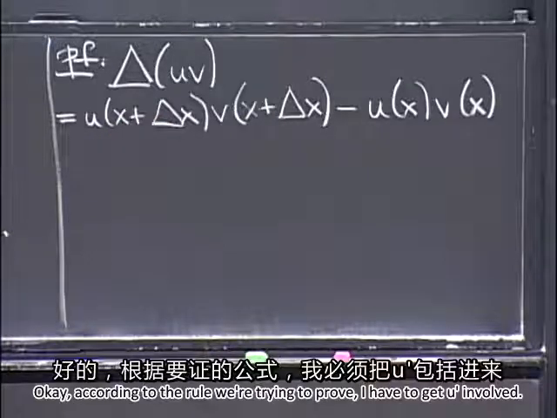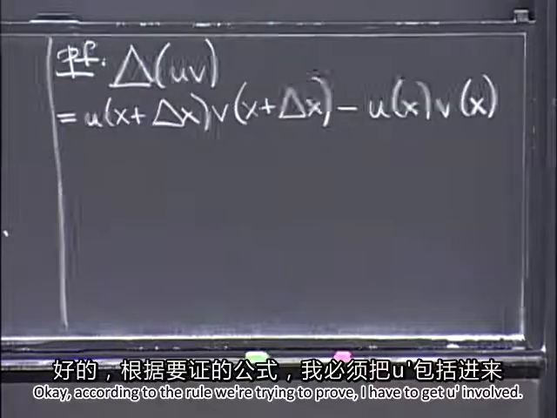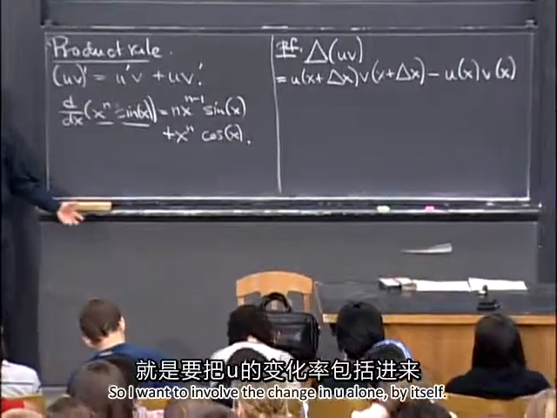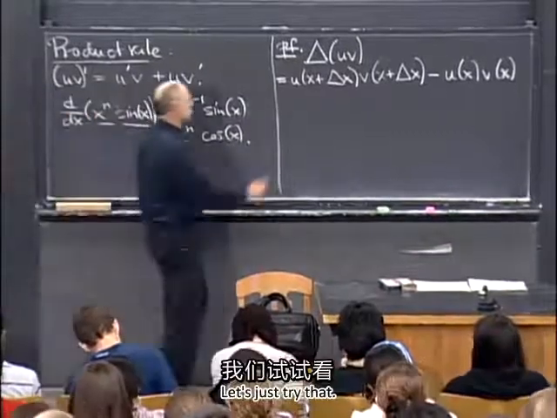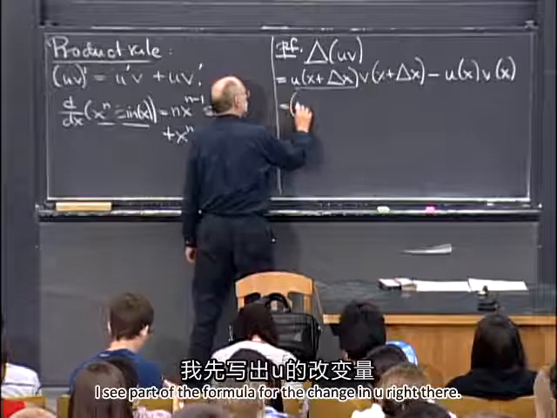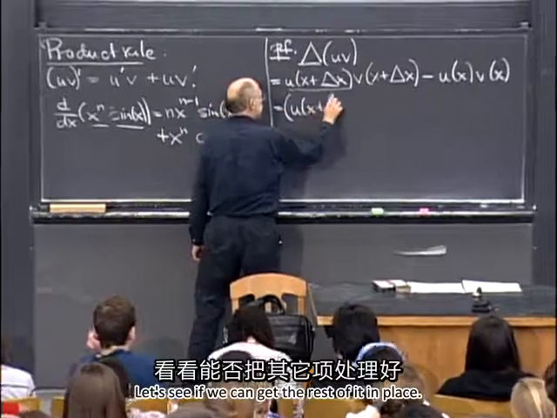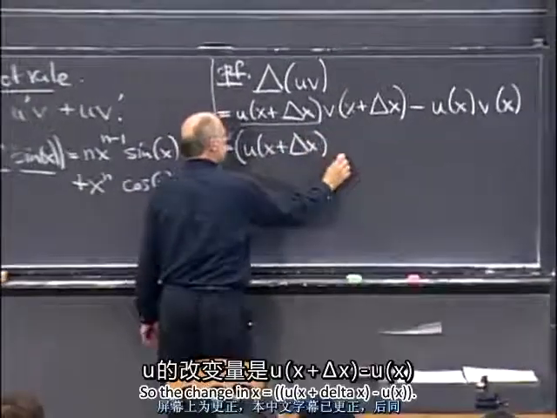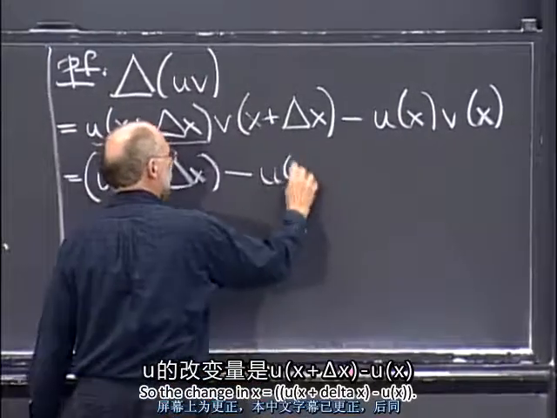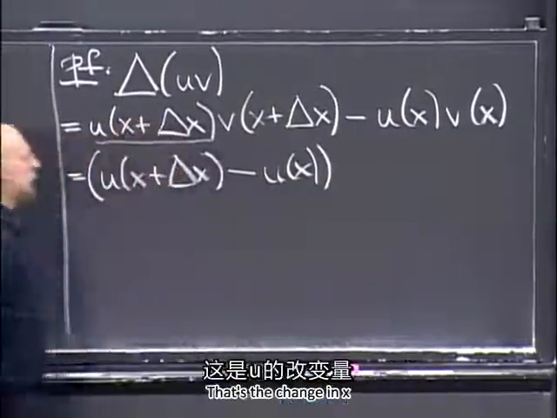Okay. Now, according to the rule we're trying to prove, I have to get u prime involved. So I want to involve the change in u alone by itself. Let's just try that. I see part of the formula for the change in u right there. Let's see if we can get the rest of it in place. So the change in u is u of x plus delta x minus u of x, right? That's the change in u.